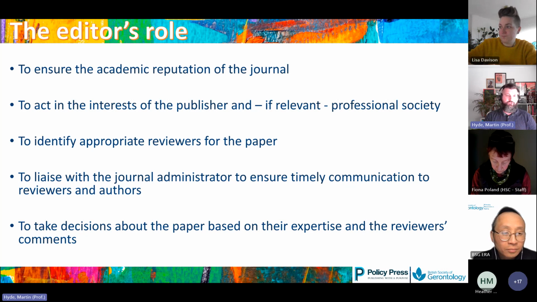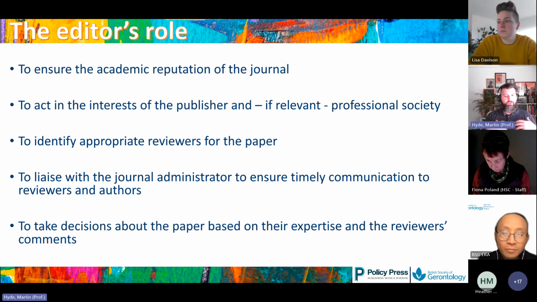And I will attest the journal administrators are very good at making sure that I stay on track as well, for doing lots of other things to make sure we promote the journal. And ultimately, we take decisions about the paper based on the expertise of the reviewer. So like I said, we take that information and we should play an active role in that process.